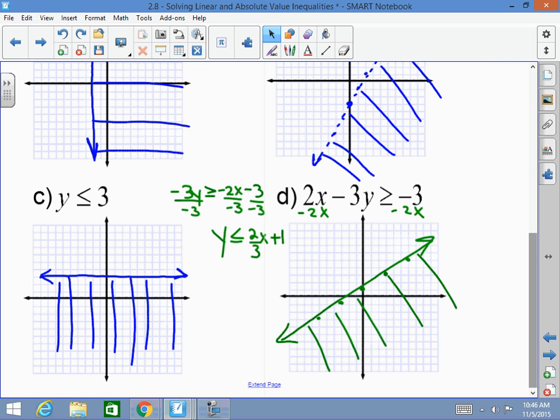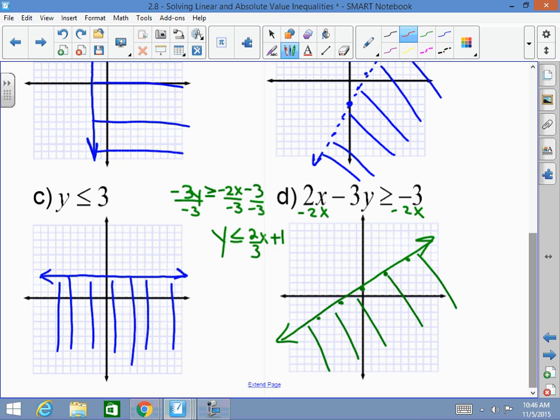Questions on graphing linear inequalities. Please, my brothers, please ask me now so I can help you. Thank you for your honesty. Why did you solve for y, like y not x? Why did I solve for y and not x? Thank you very much for that question.